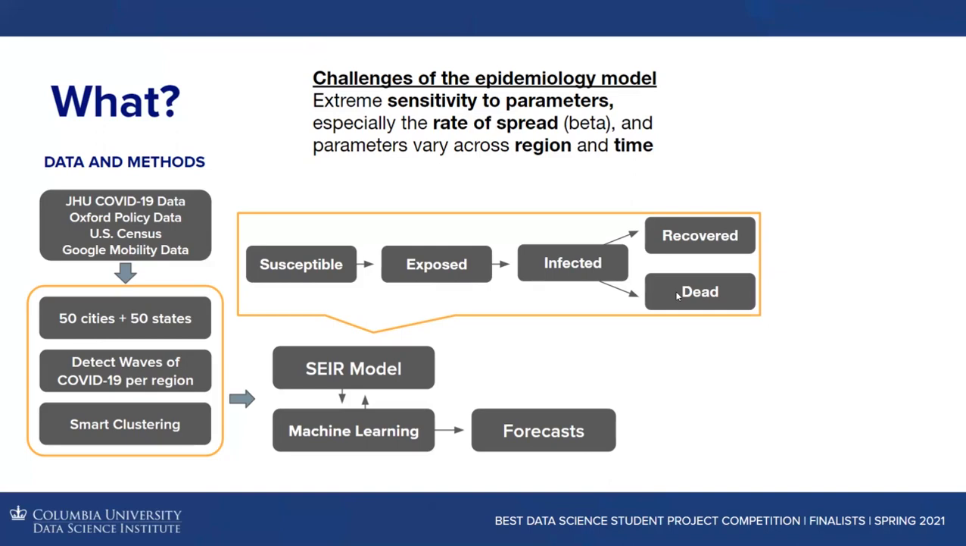Using this, along with the reported death data, allows us to search for the best parameters, such as the rate of spread and the death rate, for a region over a given period of time. Once we've learned these parameters, we can then generate future forecasts using our SEIR model.